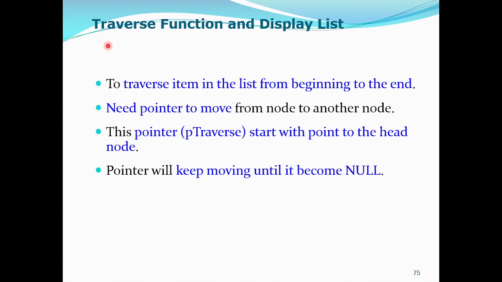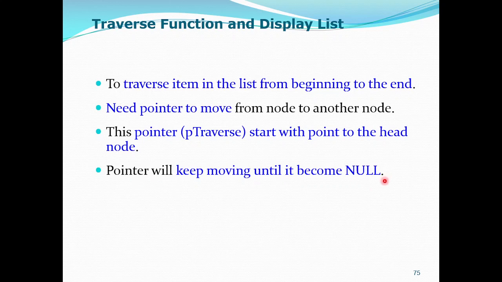Okay, now we move to the traverse function and display list. It is to traverse items in the list from beginning to the end. It needs a pointer to move from one node to another node. So that means it wants a pointer that moves from the first node until the last node. The pointer, we can name it as a traverse pointer. Start with pointing to the head node, and it will keep moving until it becomes null. When it becomes null, that means it is past the last node.